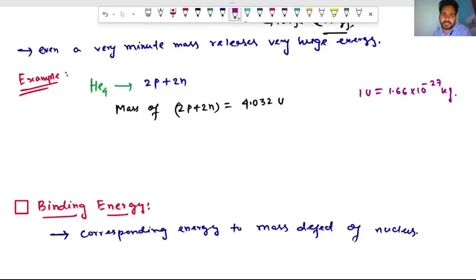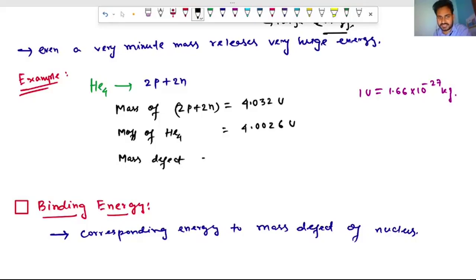Okay. Now we'll take the mass of the helium 4 nucleus. It is approximately 4.0026 U. Now what is the mass defect?